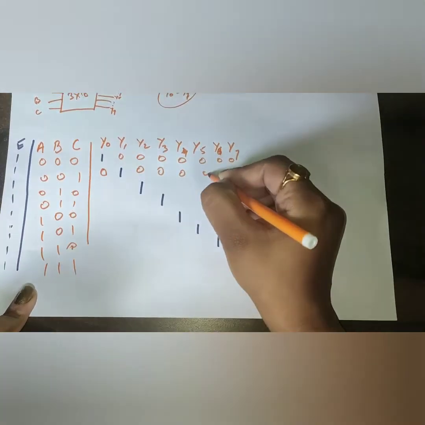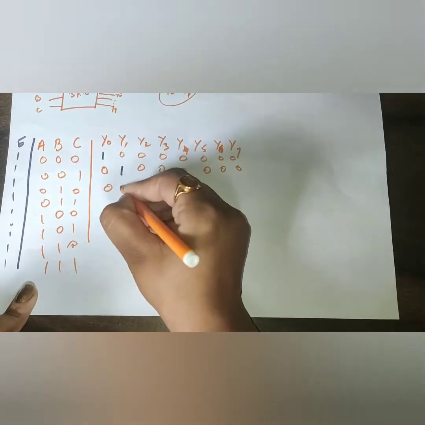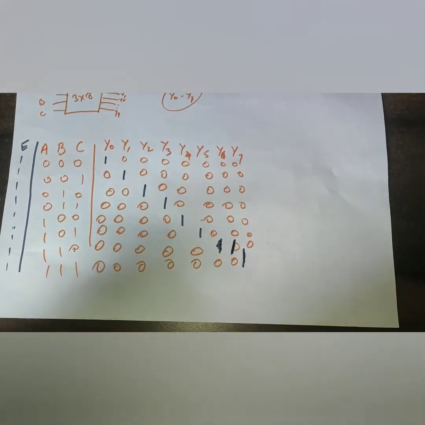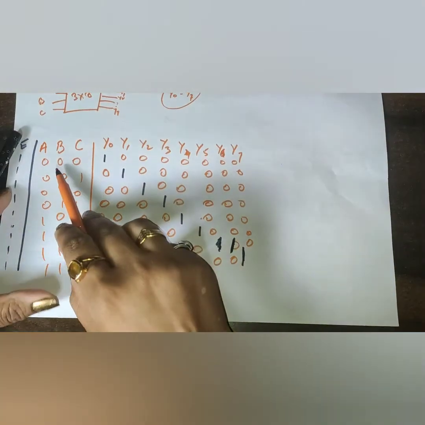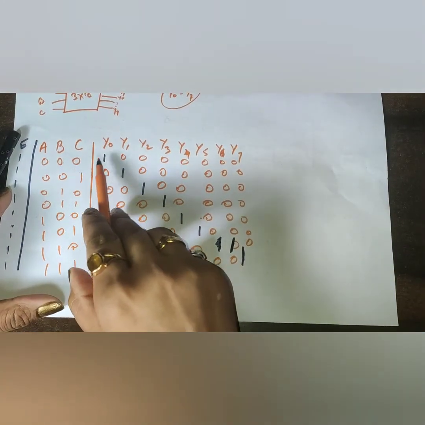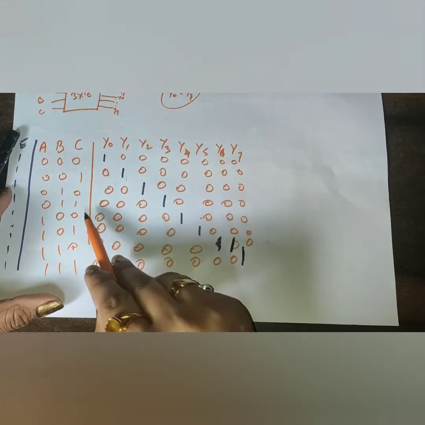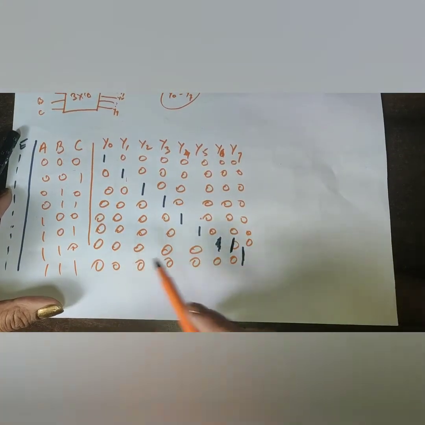So I will write it like this. These are the conditions. When enable is 1 and the input is 000, we get y0. 001, y1. 010, y2. 011, y3, and so on, and 111 is y7.